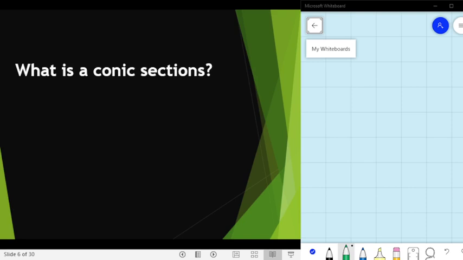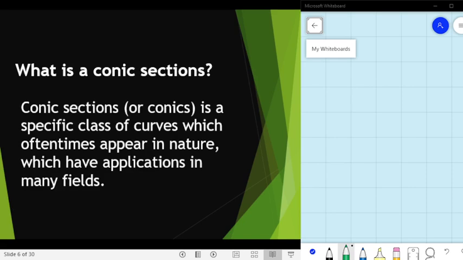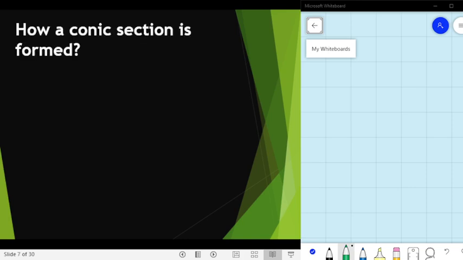Okay, let us start. What is a conic section? Conic sections, or simply conics, are a specific class of curves which oftentimes appear in nature, and which have applications in many fields. How is a conic section formed?